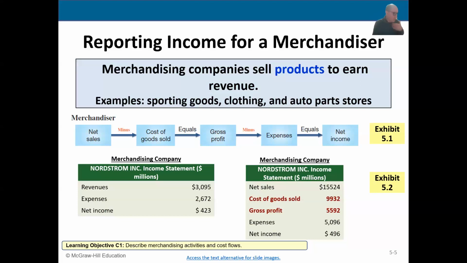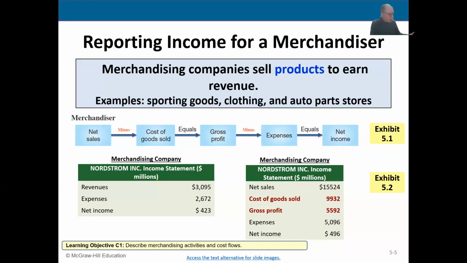A merchandiser, I call them a retailer. You probably call them a retailer as well. The book calls them a merchandiser. Merchandiser. Sounds fancy, right? They sell inventory. It's a retail company that sells products to earn revenue. Examples include sporting goods, clothing, auto parts stores, retail stores, the shopping mall. Again, my favorite example is Macy's. Some people like Nordstrom, some people like J.C. Penney, and all the other big box retailers.